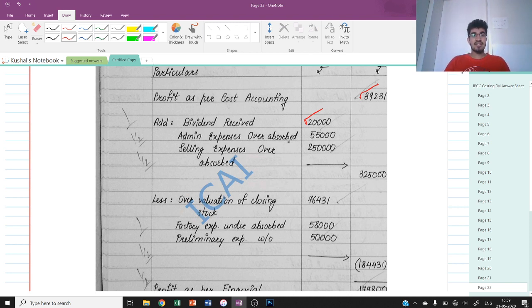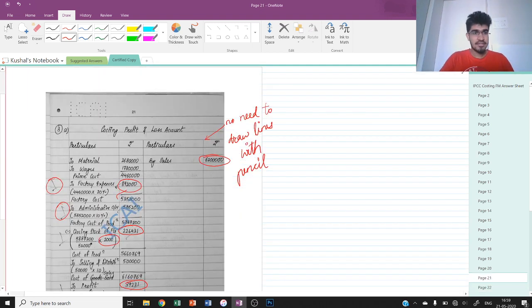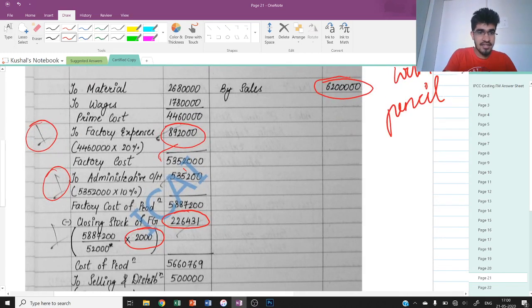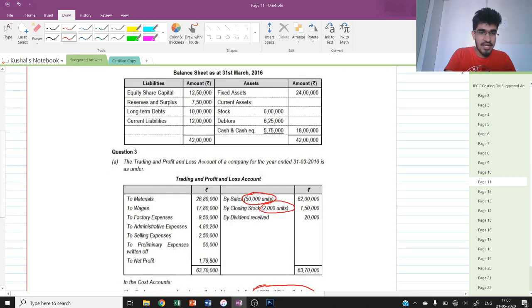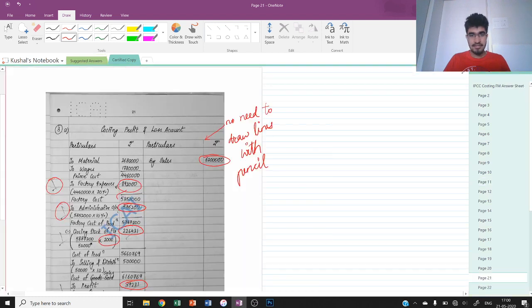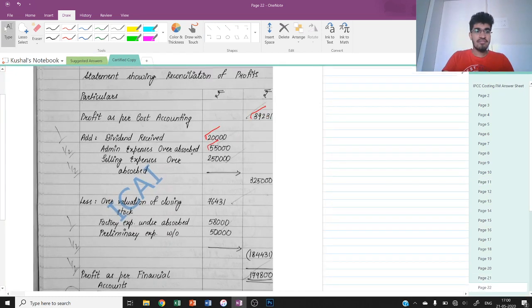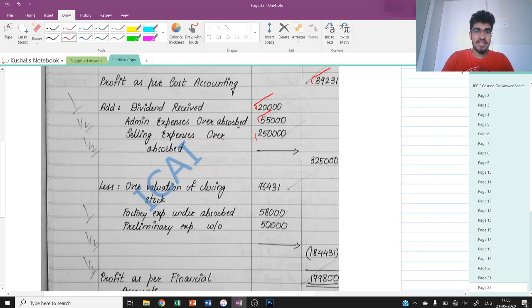Similarly, whichever expenses are lesser in the financial accounts, you have to add them once again, because that would reconcile your profits. See, the admin expenses were over absorbed by 55,000. In the costing P&L account, we had charged an excess amount of 55,000. I would tell you how this 55,000 has come. See, the admin expenses are how much? 5,35,200. And if we see in the question, the actual admin expenses are 4,80,200. Simply subtracting both these amounts, we get the over absorbed admin expenses. Okay, so this is how we have calculated all the over and under absorbed expenses.